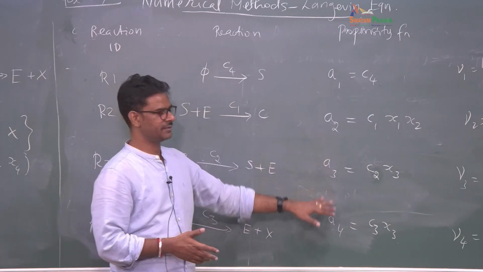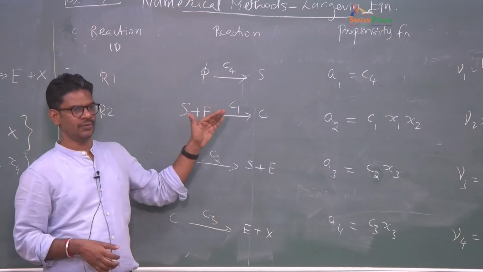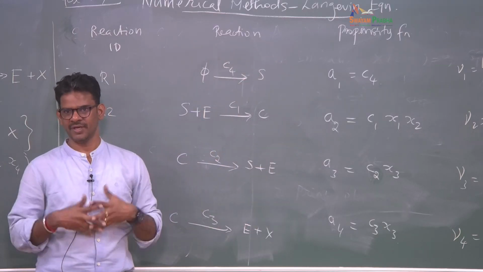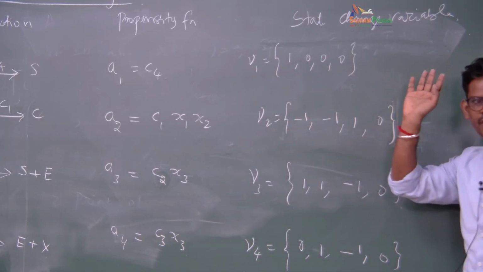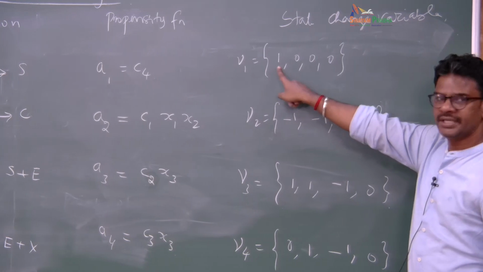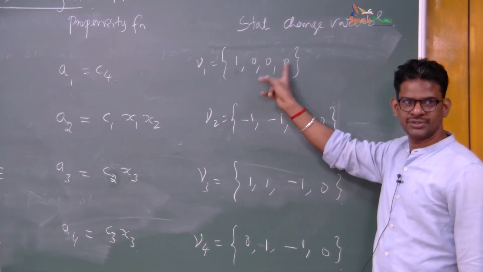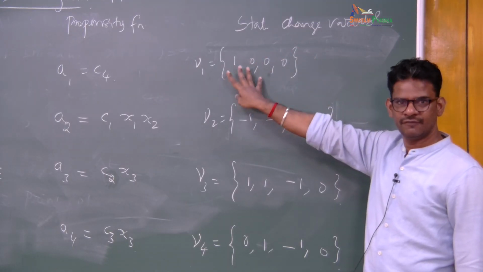Okay, propensity is done. Now we have to see, whenever one reaction happens, how the molecules of other species are changed. So that we write into a vectorial form here. When the first reaction happens, it actually increases S by 1. It does not change any other population: 0, 0, 0. We have 4 elements here because we represent 4 species.